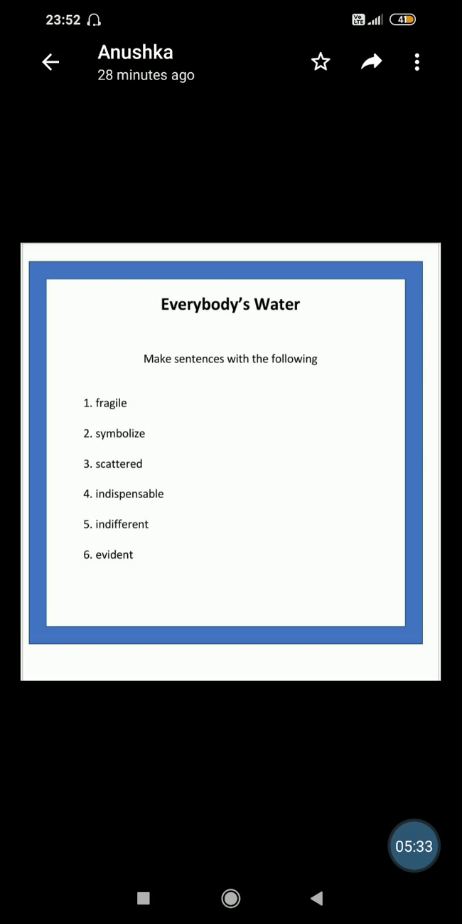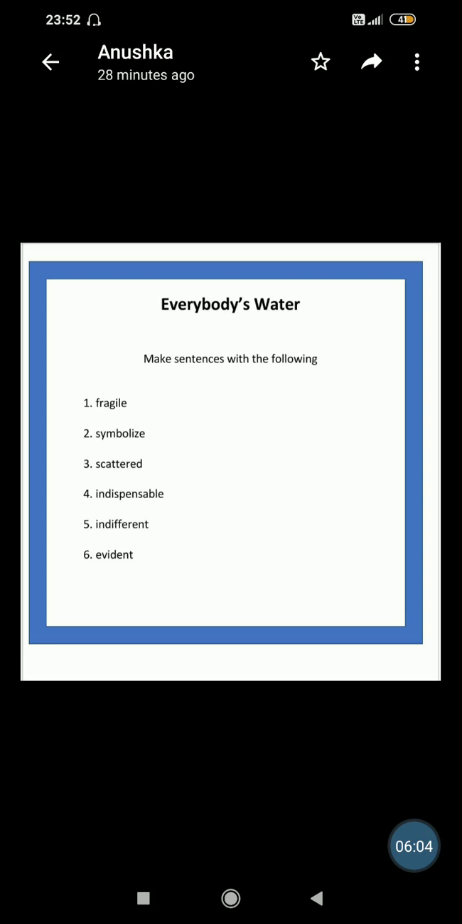Okay, and what else is indispensable? Water is indispensable, sun is indispensable, food is indispensable in our life. We cannot do away without food. We need food. Indispensable means anything without which you cannot live. Okay. Then indifferent. Indifferent means when you don't have any interest in it.